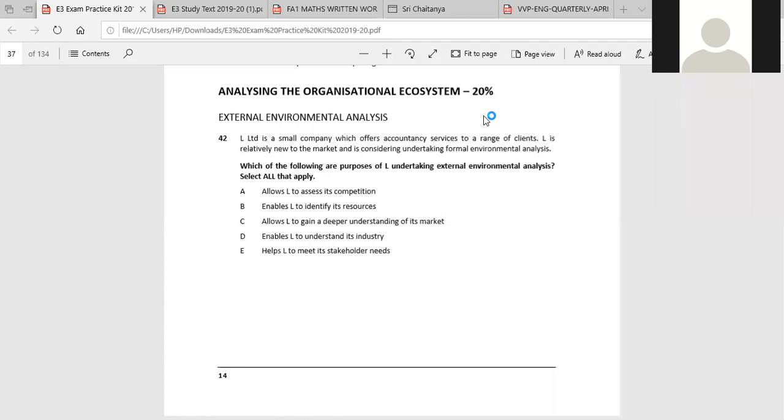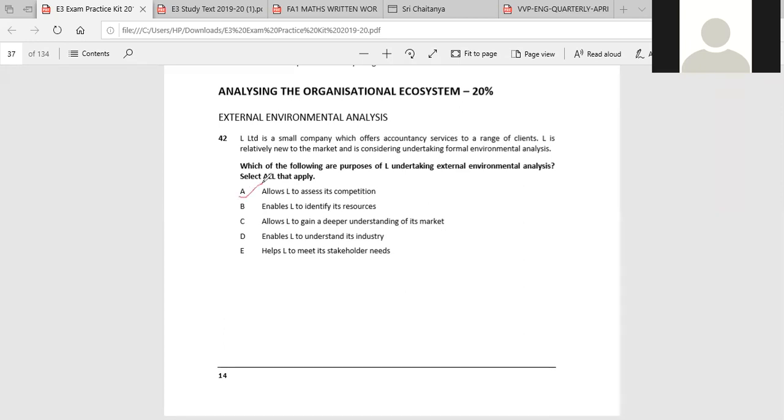A talks about allows L to assess its competition. Do you think that should be included? Others also please respond. Only one student has responded. Whatever you think. Okay, A and E. First, let's discuss whether A is appropriate. Does it give them a chance to assess its competition? Yes. So A should be included.